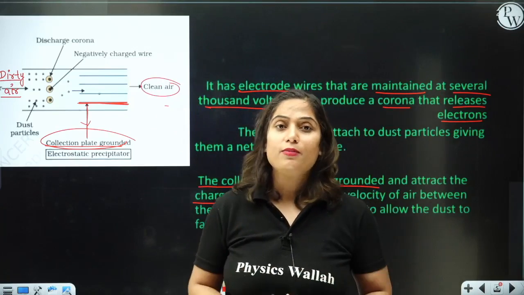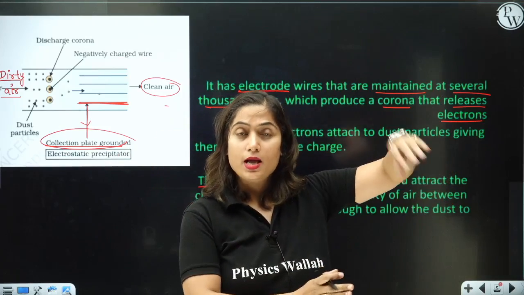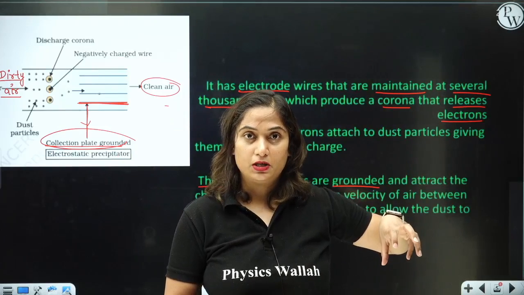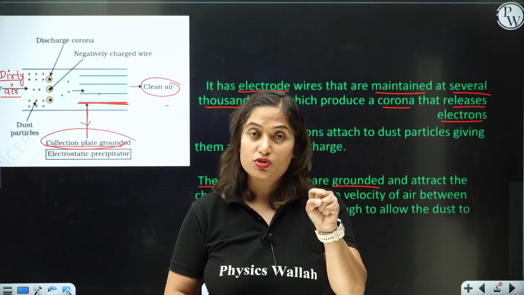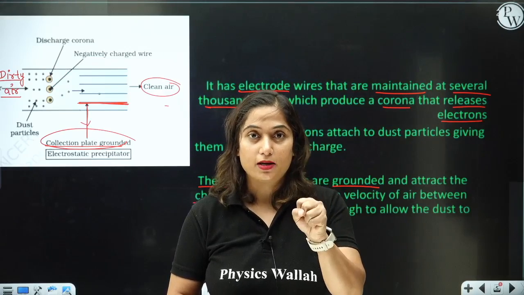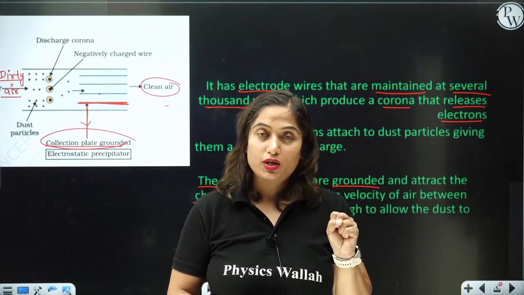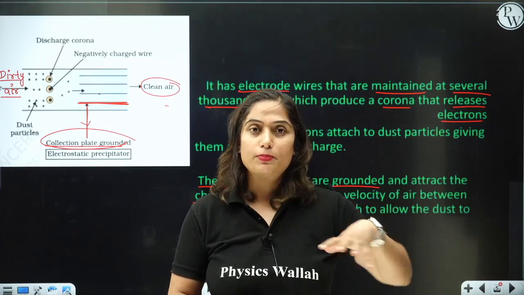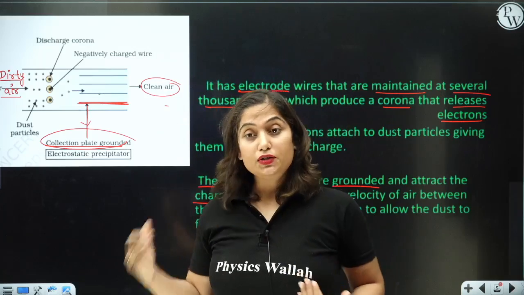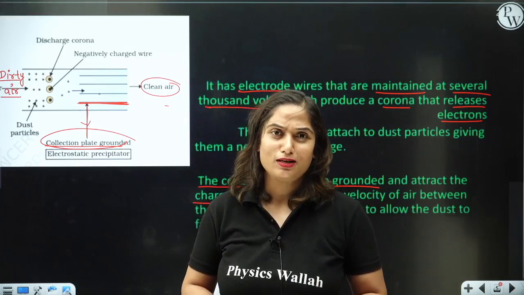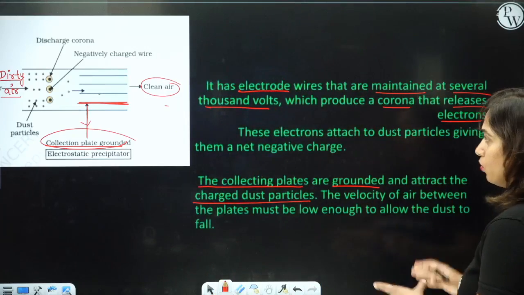So what is the funda behind the electrostatic precipitator? Dirty air is passed through it. The electrodes present in the electrostatic precipitator are maintained at high voltage, due to which they emit electrons, and these electrons combine with the dust particles, that means the particulate matter. The particulate matter in the dirty air becomes negatively charged and is attracted to the collecting plate. All the particulate matter, the dust particles, is collected at the collection plate, and the air coming out of the electrostatic precipitator does not have particulate matter now, right? So this is how an electrostatic precipitator works.